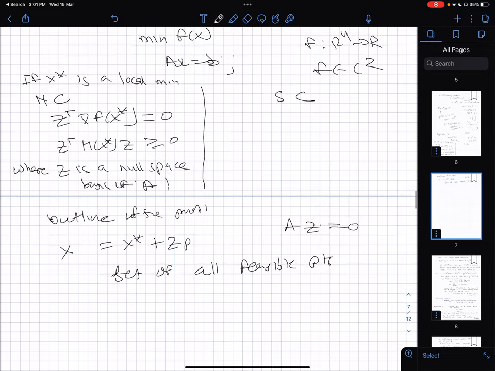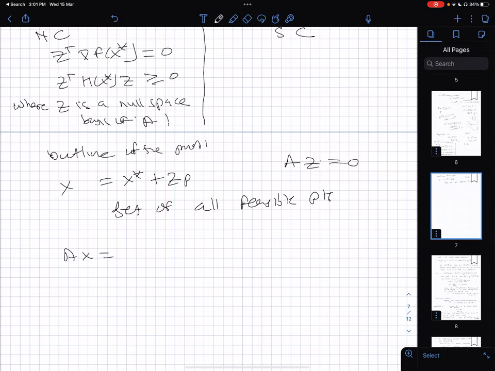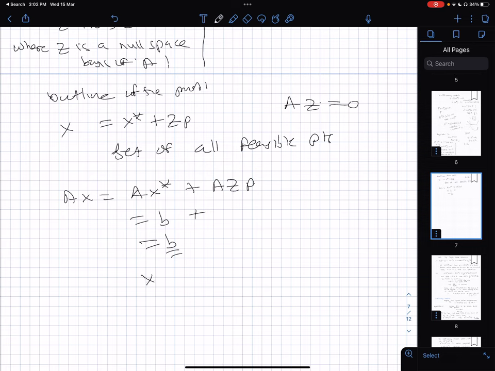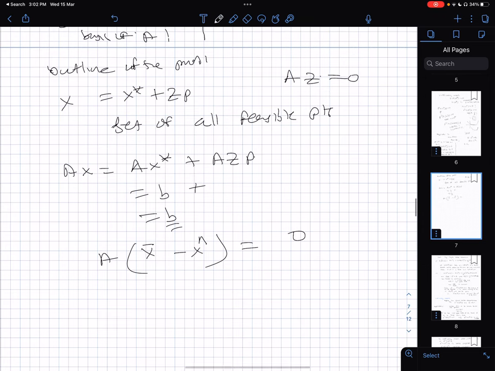Why is it so? Because when I look at Ax, it is A x star, which is b, plus AZp, but this is b and Z being a null space basis, AZp is 0. So all these points are essentially feasible points. And if I have two feasible points, let's say x bar and x cap, and I look at the difference among the two, then A x bar minus A x cap is 0, which means that x bar minus x cap has to come from the null space.